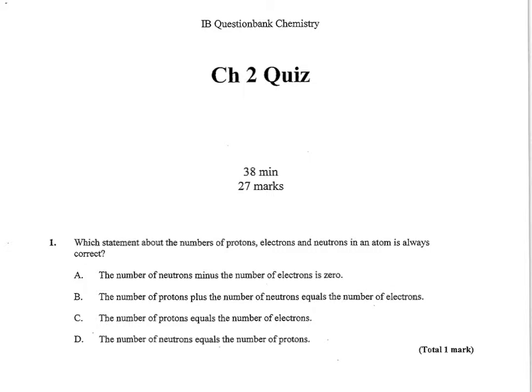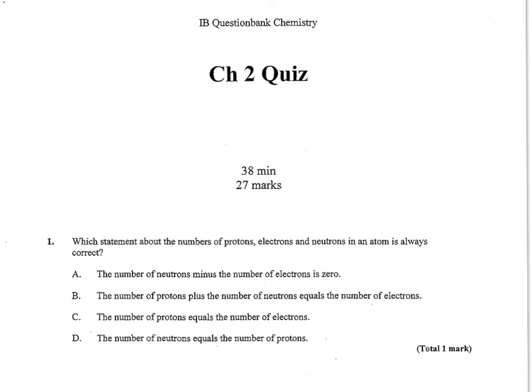So question number 1 says, which statement about the number of protons, electrons, and neutrons in an atom is always correct? By definition, an atom has no charge, so the protons and electrons have to be equal. But any atom can have isotopes where the neutrons vary. So the number of neutrons minus the number of electrons is 0? Maybe, maybe not. Number of protons plus the number of neutrons equals the number of electrons? Definitely not. Number of protons equals the number of electrons. Ding, ding, ding, we have a winner. And the number of neutrons equals the number of protons? That can be true, but it isn't always true.